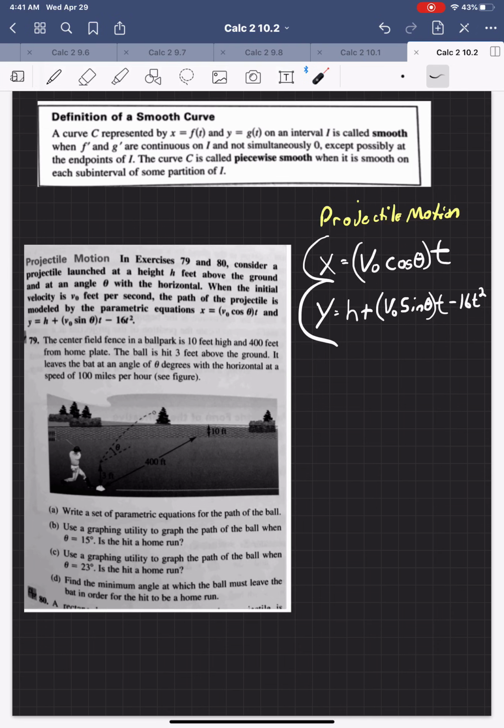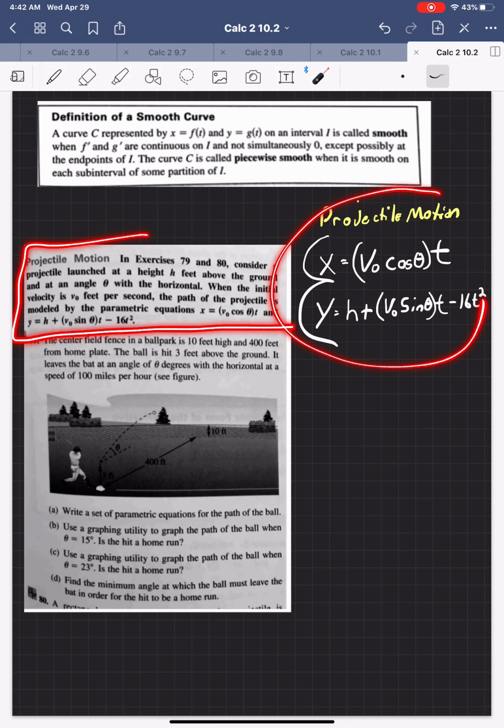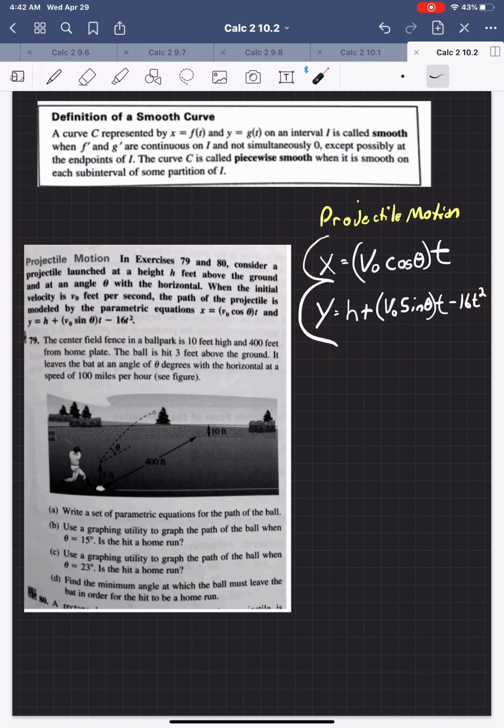So this part here is just a description of projectile motion. Now let me read the problem. It says the center field fence in some ballpark is 10 feet high and 400 feet from home plate. Notice that it's hard for you to see here, but there's some fence running back here. That fence is 10 feet high, and the fence is 400 feet from home plate.